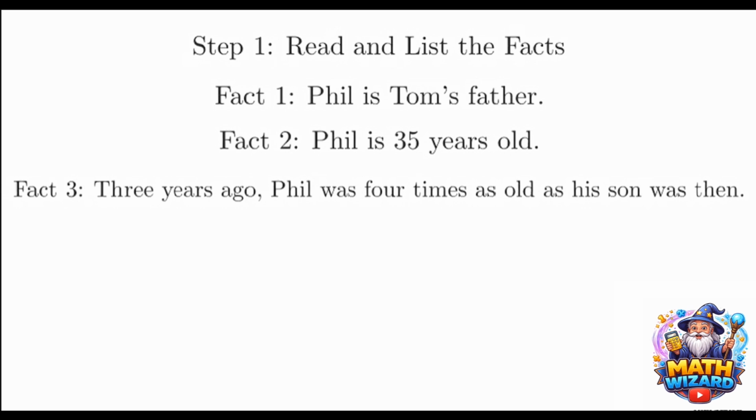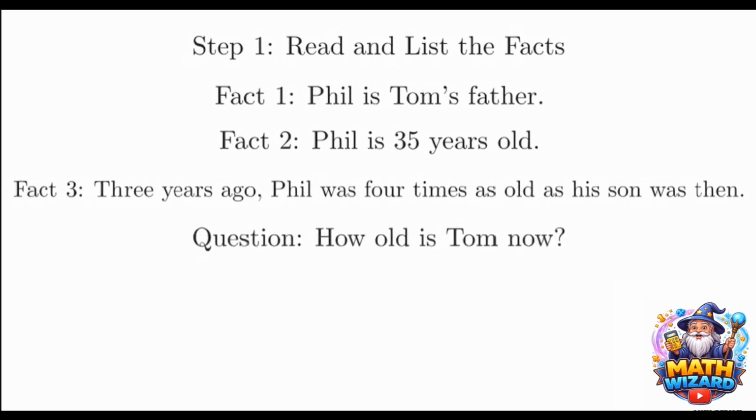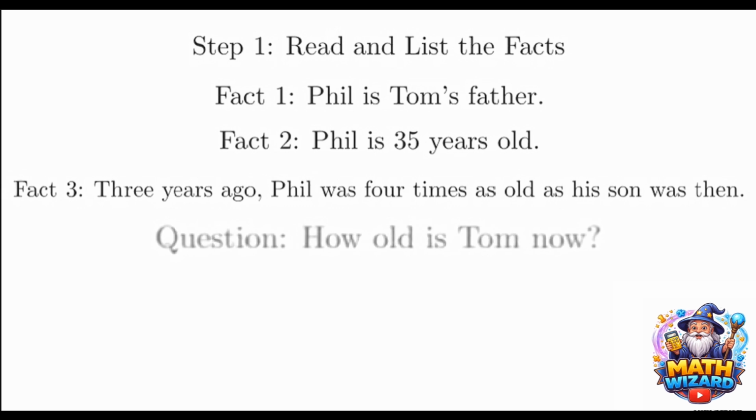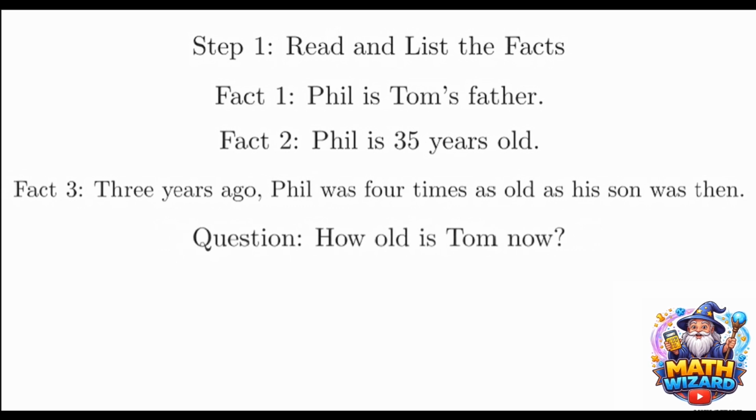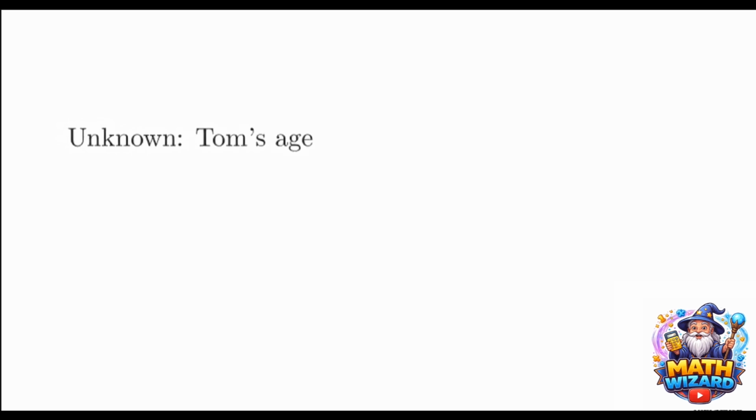Finally, we have the question. The question asks for Tom's current age. This is our unknown, the number we need to find. Now we have our facts. The next step is to use them. In algebra, when we have an unknown, we represent it with a variable. In this case, we need to find Tom's age. So let's say step 2 is to assign a variable to the unknown.